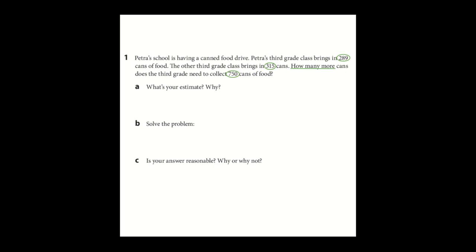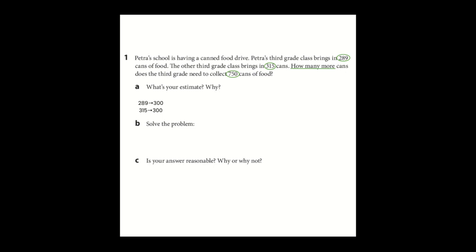So since it's asking us to estimate, usually the easiest way to do that, since we're working with numbers in the hundreds, is to round to the nearest 100 or the nearest 50. These numbers are both really close to 100, so we're going to round to the nearest 100. 289 can round to 300, and 315 can also round to 300. So we're going to start there.